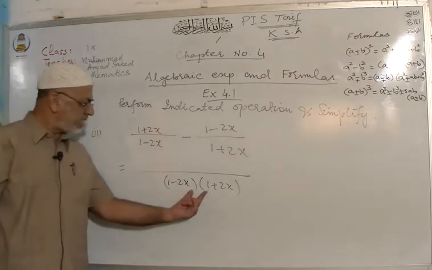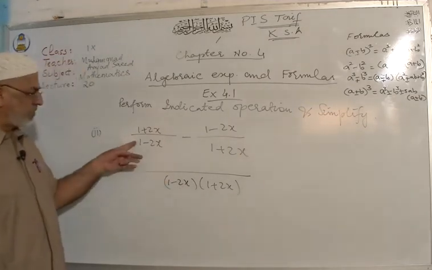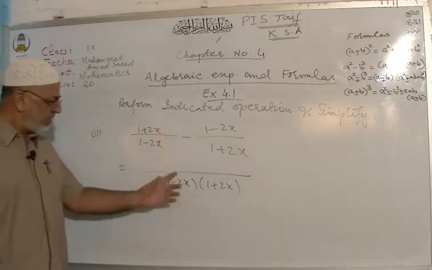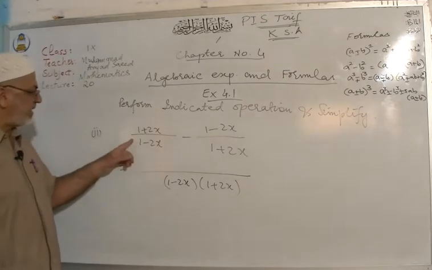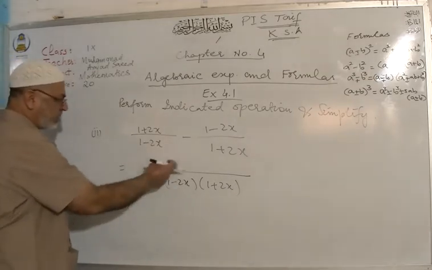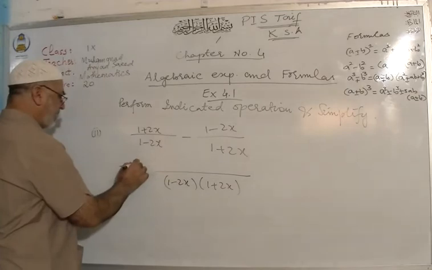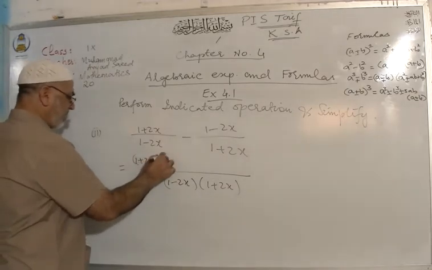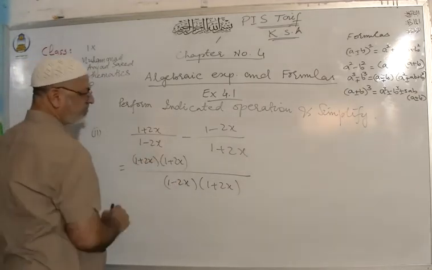Here, this is divided by this 1 minus 2x. This LCM is divided by this number. 1 minus 2x and 1 minus 2x cancelled out. This left, and you will have 1 plus 2x into 1 plus 2x.